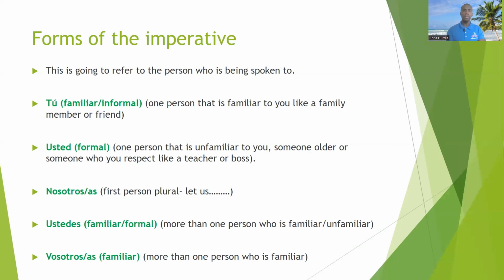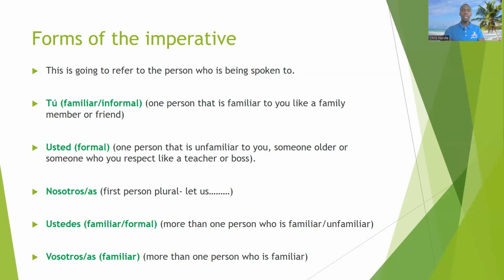Now, the usted refers to someone that you do not know very well, a stranger, right? Or like an elder person that would be in authority. All right. So that is what we will call the usted form. That would be the formal. Now, when it comes to the nosotros, as you know, will be the first person plural, we. But this is where you're addressing a collective in which you are included, right? So it's like saying, let us, do whatever, right?